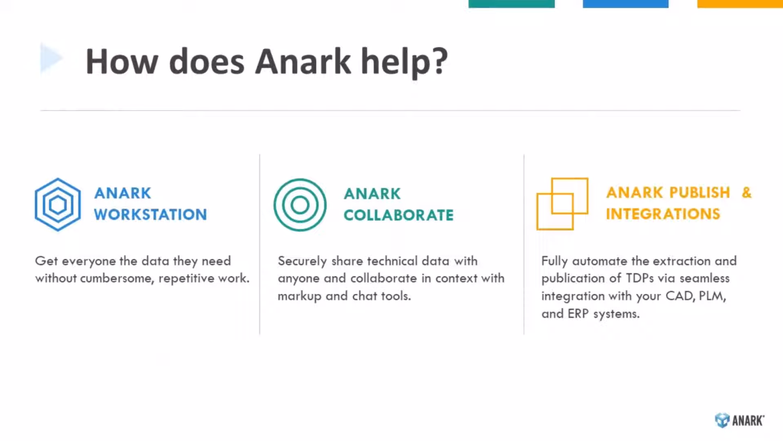The three major components that comprise the Anarch technical data publication and collaboration platform are Anarch Workstation, Anarch Publish, and Anarch Collaborate. Anarch Workstation is often the starting point for customers. It is the desktop tool used to specify the input of 3D CAD, business and technical documentation, 2D drawings, images, and more that is combined to create a published technical data package.